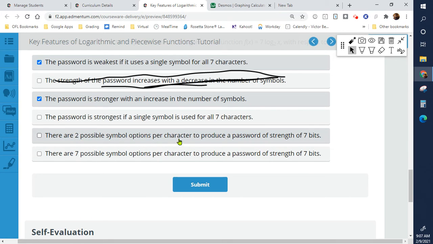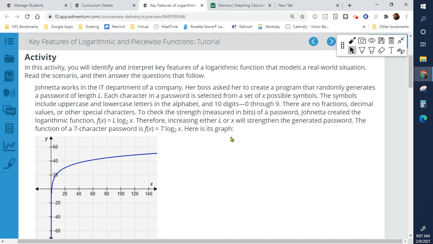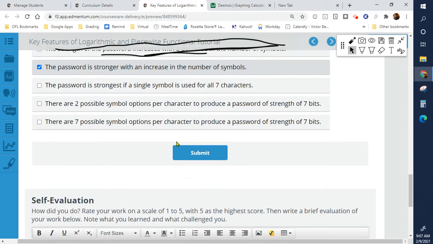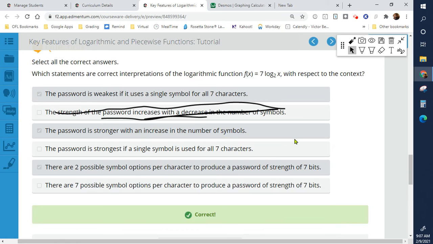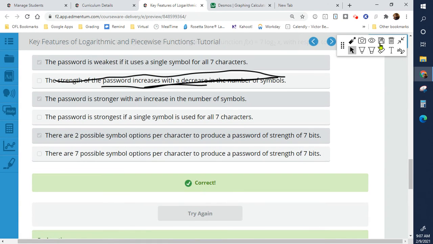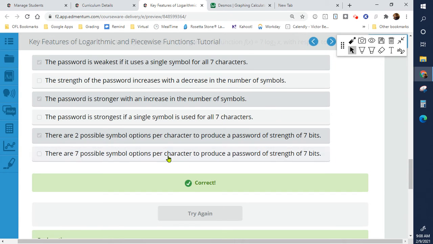There are two possible symbol options per character to produce a password with strength 7 bits. There are 7 symbol options per character to produce a password with 7 bits. Okay, so that's what the 7 is. I don't think it mentioned it in the story when I was reading it. But I'm assuming that it's 2 because we're doing log base 2. So yeah, it's 2 because we're doing log base 2. I don't know why this keeps asking me about deleting it. That's new.